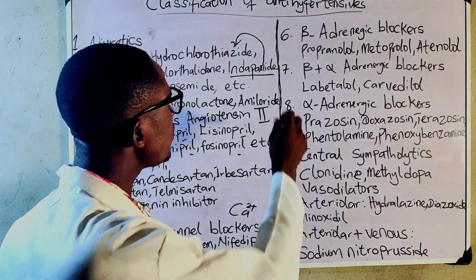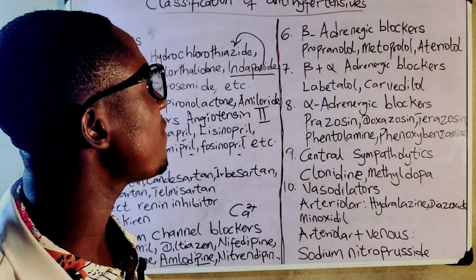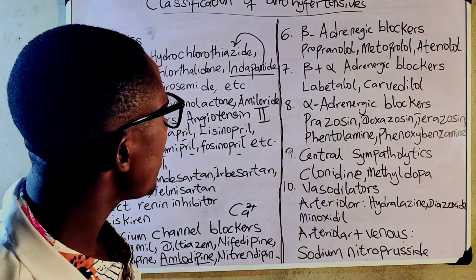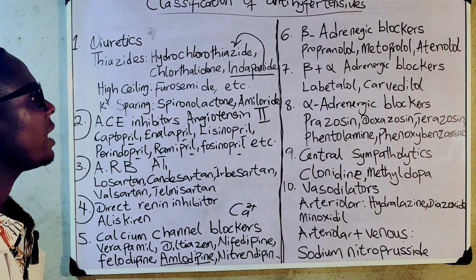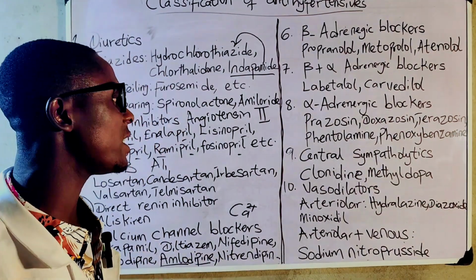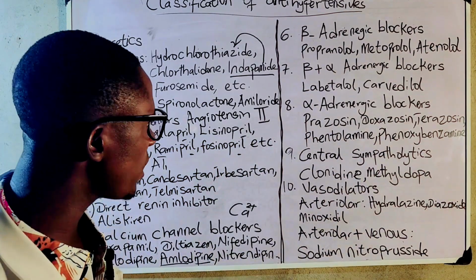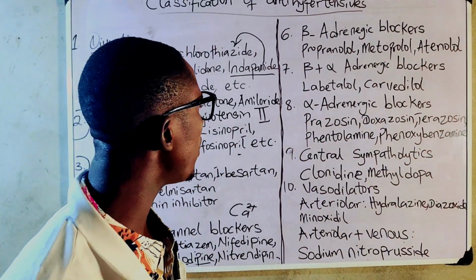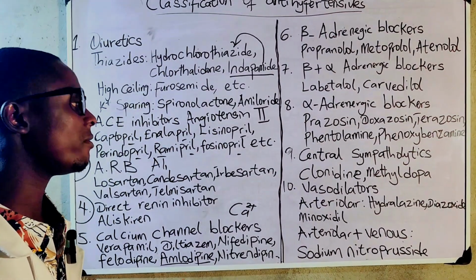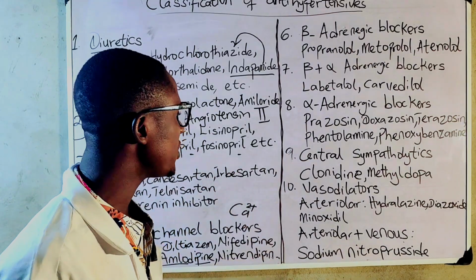We also have the seventh one, which is the alpha and beta blockers, also called the non-selective adrenergic blockers. A typical example is labetalol. Labetalol is very, very effective. Looking at our next option, the alpha adrenergic blockers, typical examples are prazosin and doxazosin. How do they work? They block the action of noradrenaline at the alpha receptors, and when this happens, there will be vasodilation.